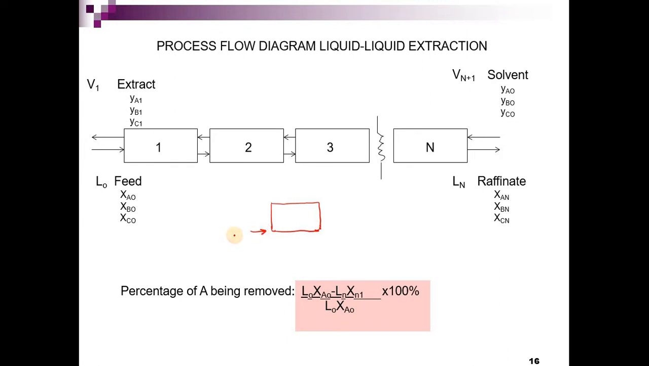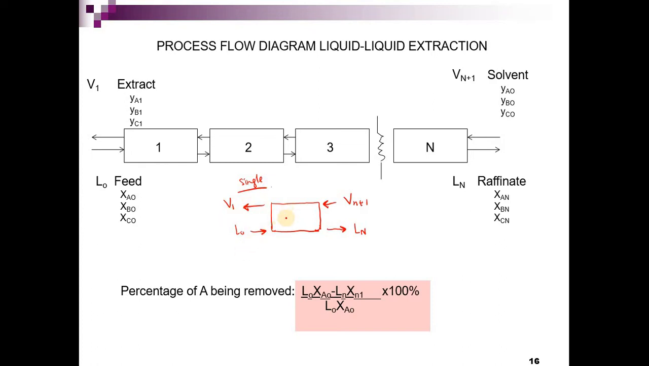The feed we will denote as L0. The raffinate we denote as Ln. At the upper part, which is the feed for the solvent, we put Vn plus 1, and the extract product we denote as V1. So V1, L0, Vn plus 1 and Ln will be the same for the multi-stage LLE process. So this is for the single stage.